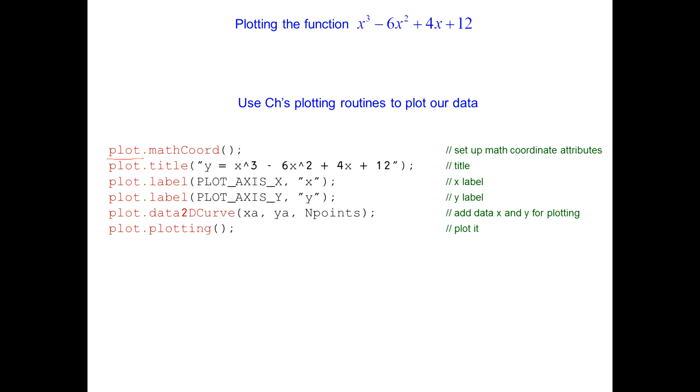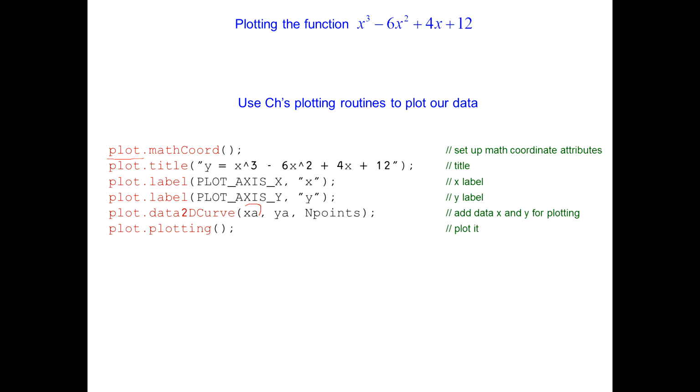Next we can say plot.title. In the double quotes we can have whatever title we want showing up on the plot. We can label our x-axis and y-axis with whatever labels we want, and here we're just saying they're x and y. All right, and now this is where we plot it. So we have plot data, well, this is data 2D curve, so it's two-dimensional data.